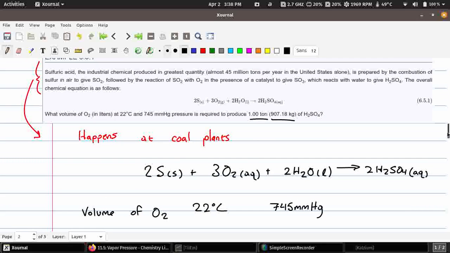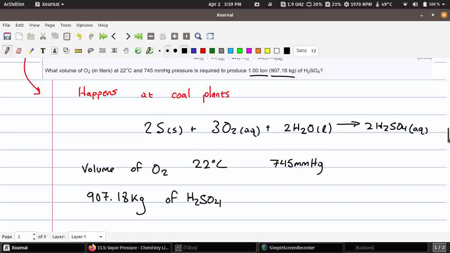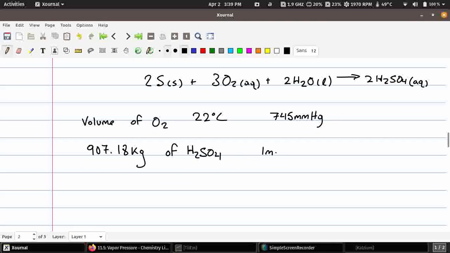Alright, so let's break this down. We need to make 907.18 kilograms of H2SO4. So 1 mole of H2SO4 is equal to 2 times 1, so 2, plus 32.06 plus 64. So that's going to give you 98.06 grams per mole.